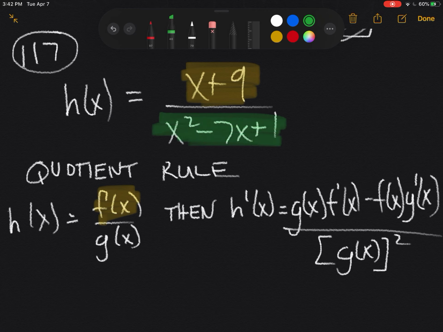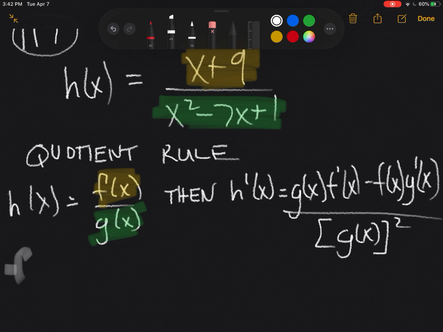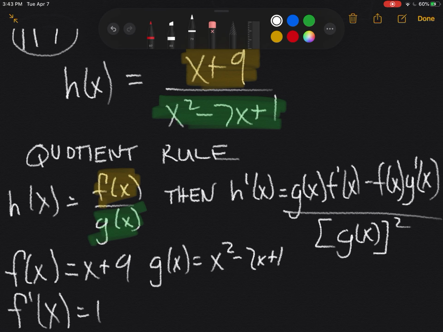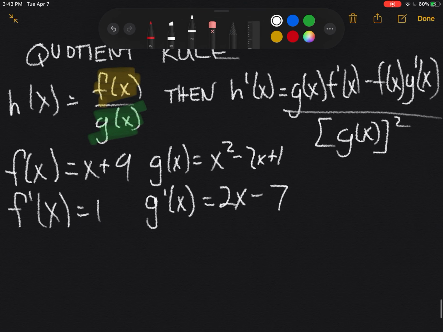So, just like before, I'm going to go piece by piece. I'm going to say, here is my f of x, and here is my g of x. So f of x equals x plus 9. And then I take the derivative of that. I get f prime of x equal to 1. g of x equals x squared minus 7x plus 1. And g prime of x is then going to be 2x minus 7.